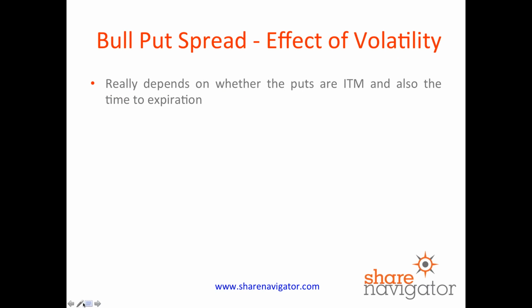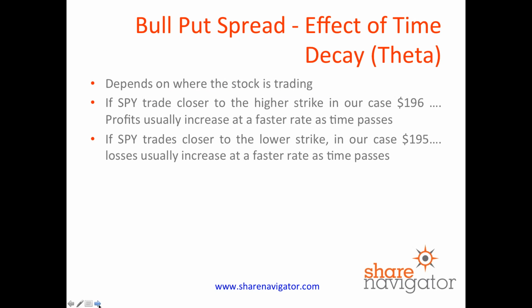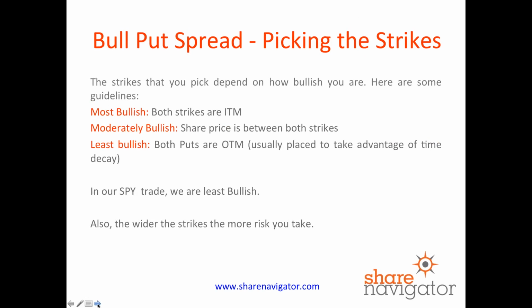Now, what are the effects of volatility in a bull put spread? Well, that really depends on whether the puts are in the money and also the time to expiration. But really, what you're looking at here is the effects of time decay. So if SPY is trading closer to the higher strike, in our case 196, profits usually increase at a faster rate as time passes. But on the flip side of that, if SPY is trading closer to the lower strike, or the insurance end we bought, losses usually increase at a faster rate as time passes.